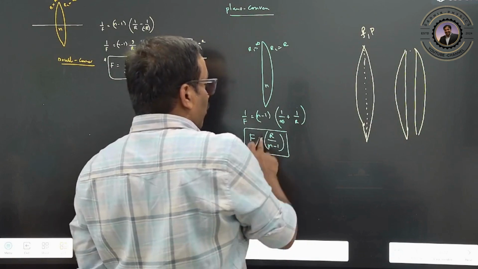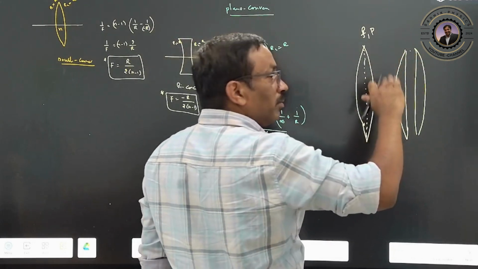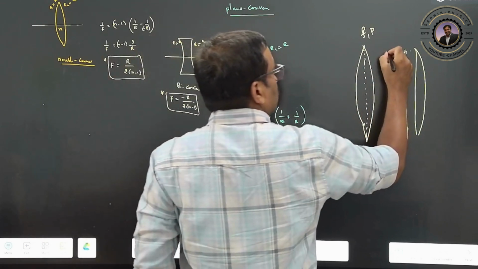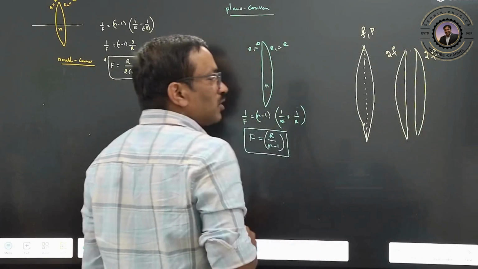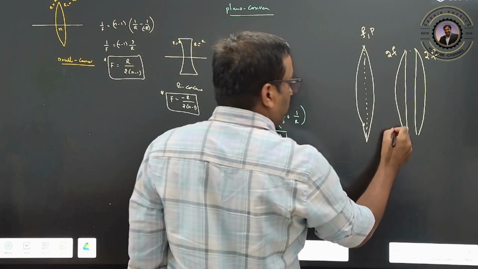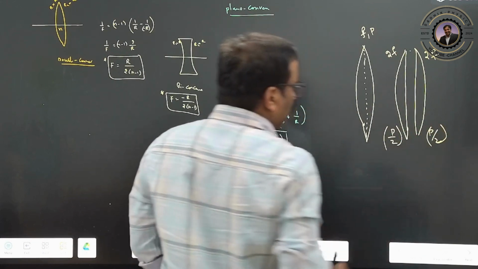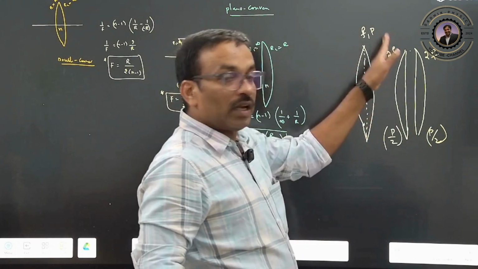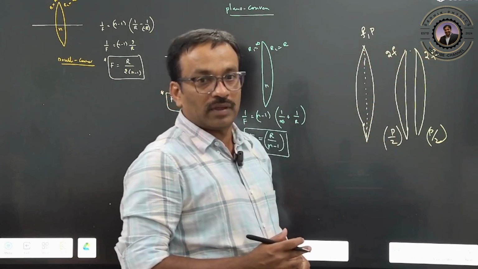Now what happens when you divide like this? The focal length will increase. So the focal length will become 2 times f, that is 2f. But what decreases? Power will decrease, power will become half. So if you divide vertically like this, the focal length will become double and the power will become half.